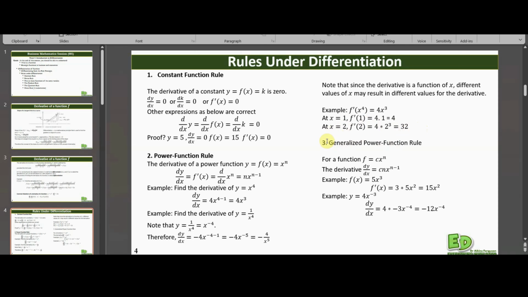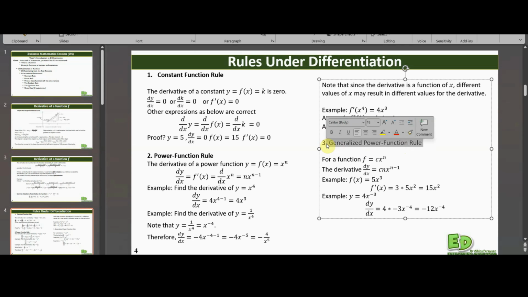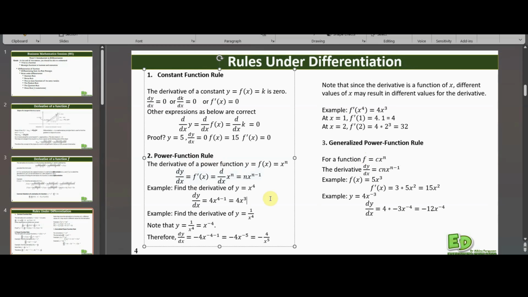The third rule under differentiation is what we call the generalized power function rule. It's just a build-up of the power rule or the power function rule, but now you have a number greater than 1 as your coefficient. Remember that when we did the power function rule, we had say y is equal to x to the fourth, which has a coefficient of 1. Under the generalized power rule, you could have the same x to the fourth or x to the third, but the coefficient is more than 1.